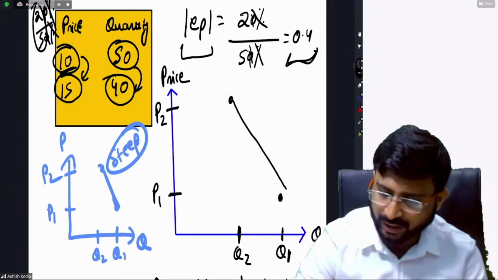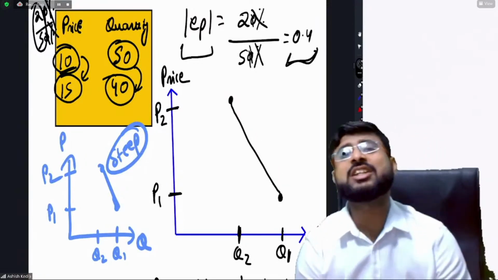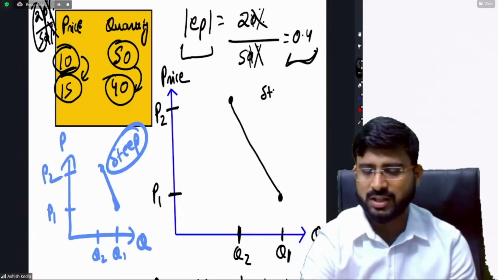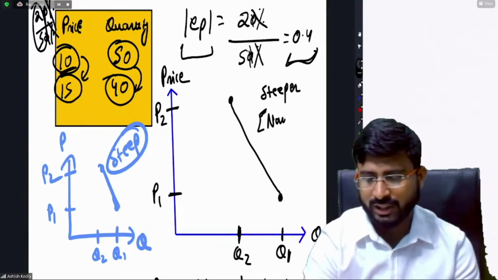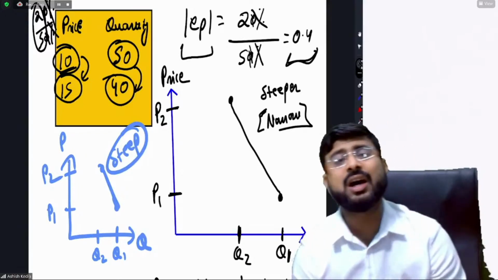And you can see the curve that has been made is relatively steeper. So the curve is relatively steeper, or rather a narrow one. It's not a flat one. It's rather a narrow curve.